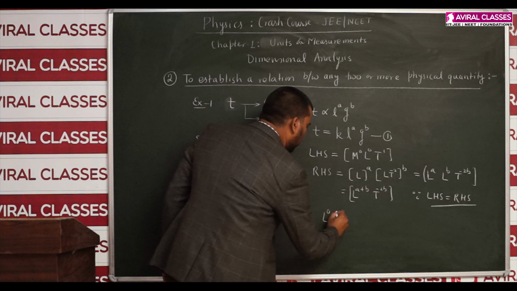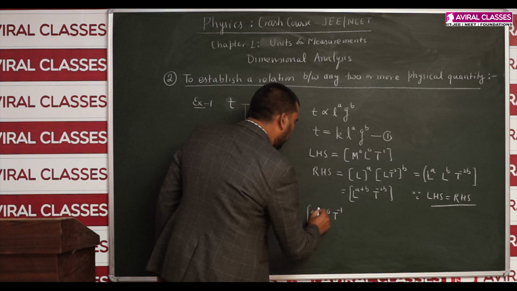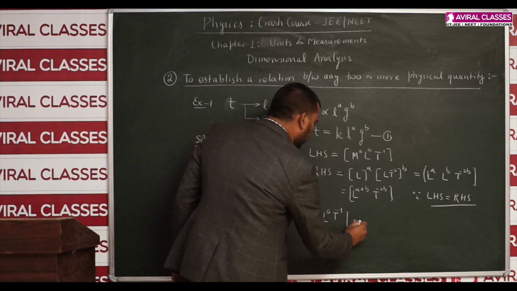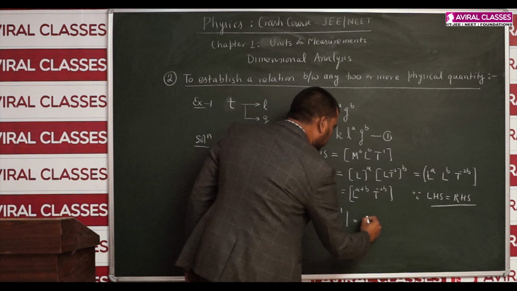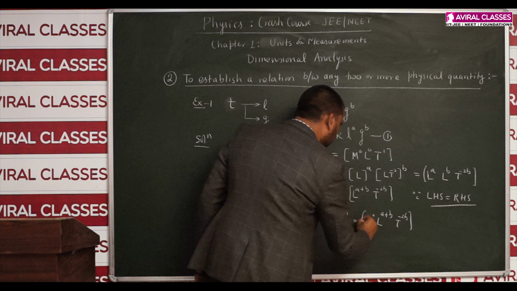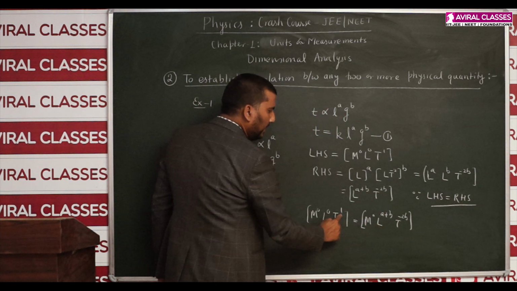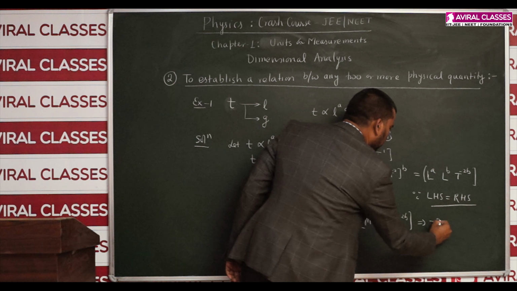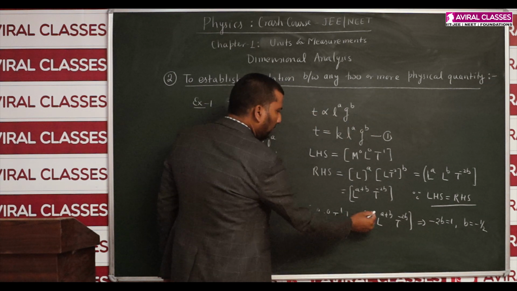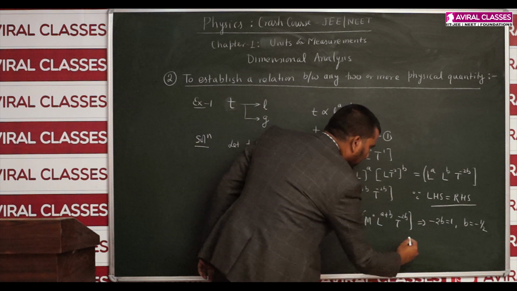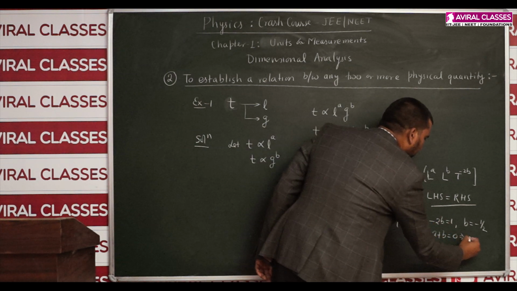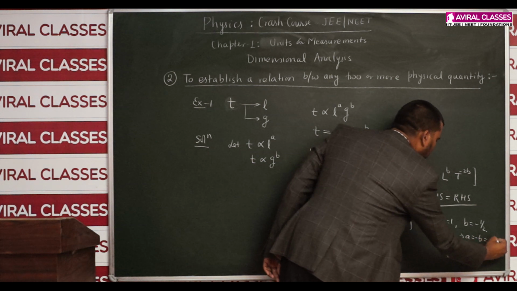So L0 T1, we don't have M here, and right hand side it is M0. Now minus 2b directly you may write 1. So b is minus half. a plus b can be written as 0. So a is equal to minus b, which is plus half.